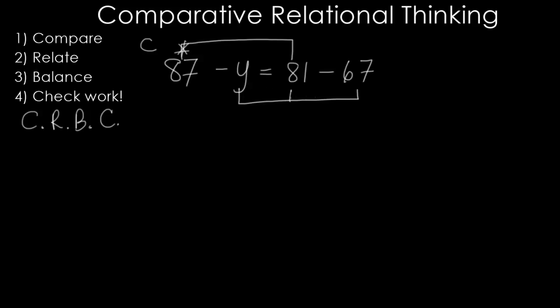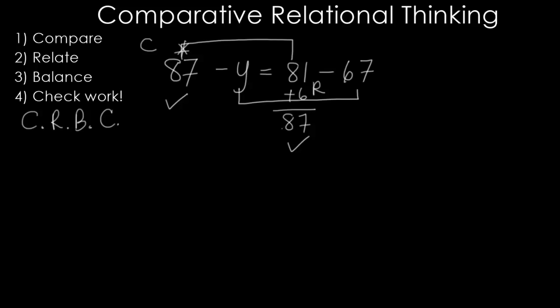Right? We need to add 6 to that. 81 plus 6 gets me 87. Great, so now my 87s are covered. So again, that was relate. Okay, I related them. The third thing is balance.